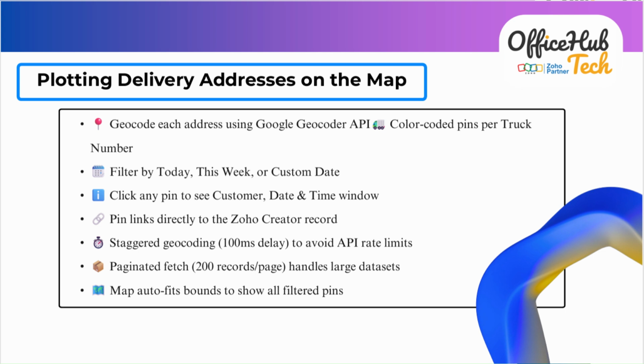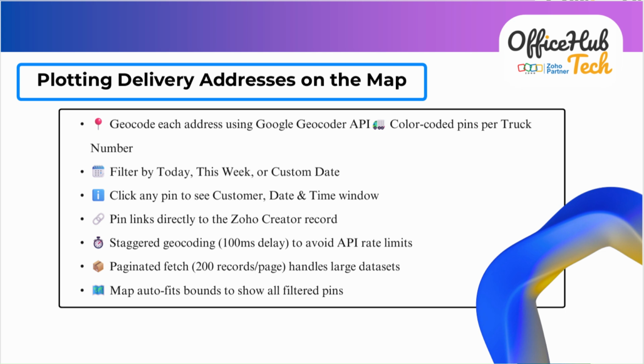When you click on any pin, an info window pops up showing the customer name and the delivery date and time. And here is a really useful detail. The pin contains a direct link to the Zoho Creator record. So if the dispatcher sees something wrong, they can click through and edit the record without ever leaving the workflow. Two technical details worth highlighting.